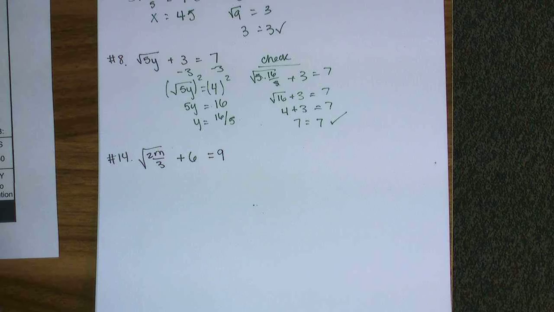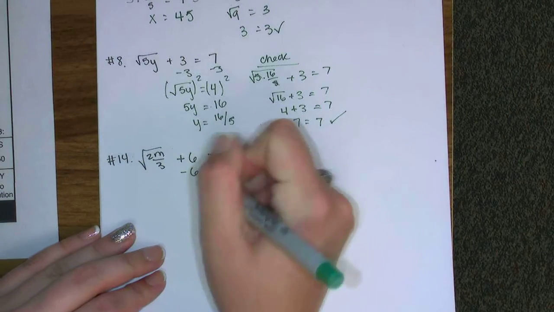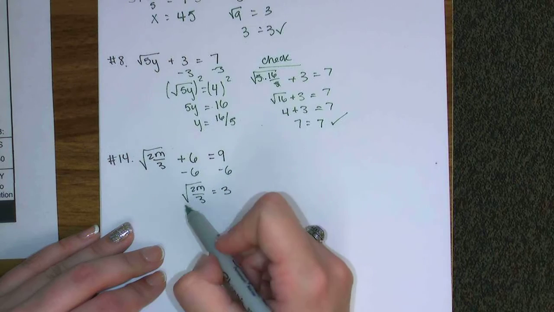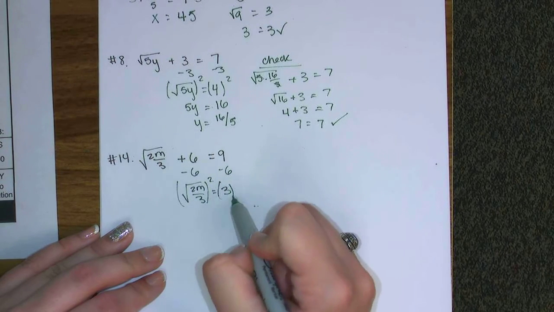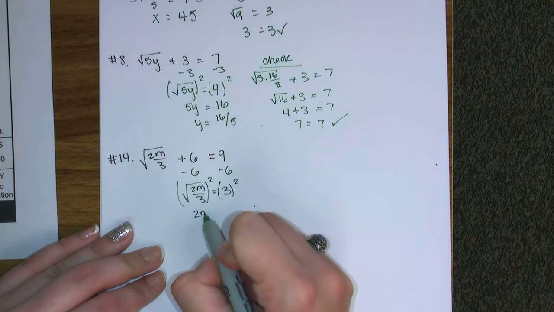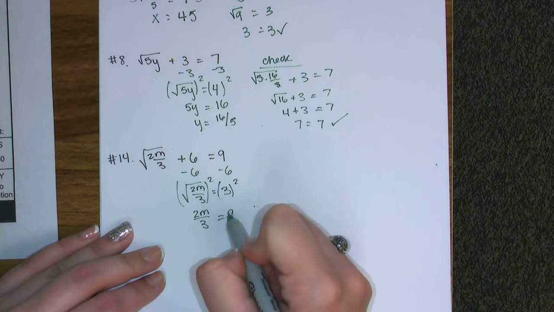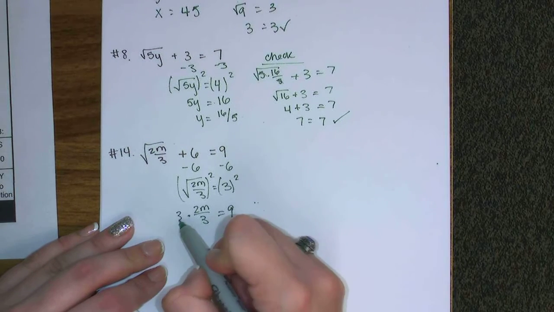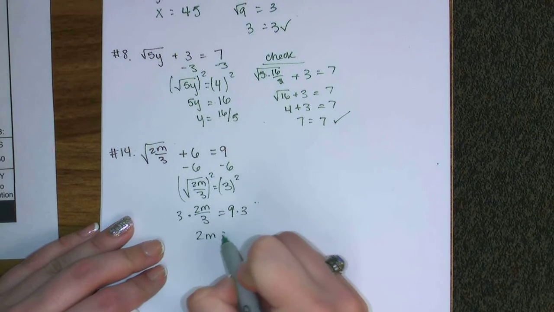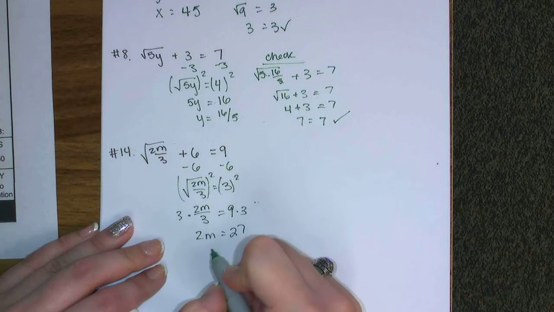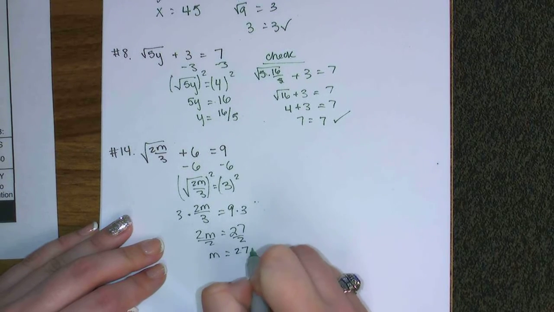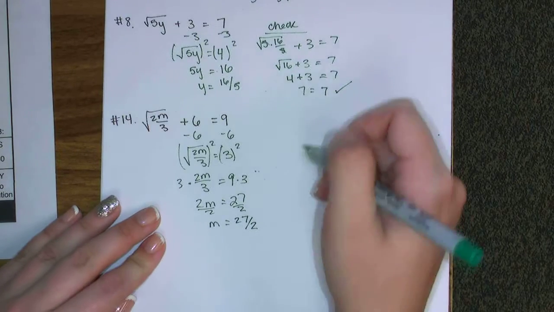So going to subtract 6, leaving me with the square root of 2m over 3 is equal to 3. Square both sides. So I'm left with 2m over 3 is equal to 3 squared, which is 9. Now I have to multiply by 3. So I'm going to multiply each side by 3, leaving me with 2m is equal to 9 times 3, which is 27. And then divide by 2. M is equal to 27 over 2. I need to check.